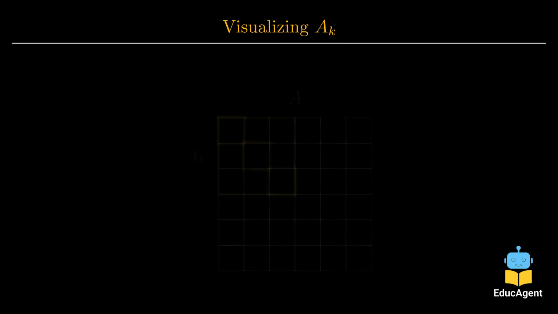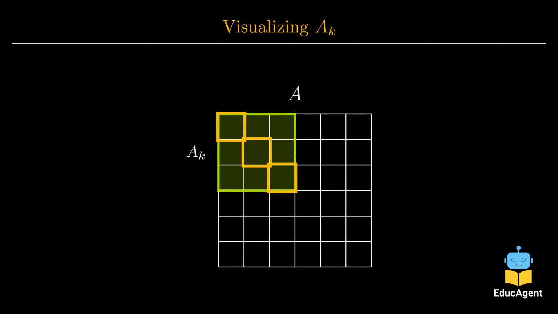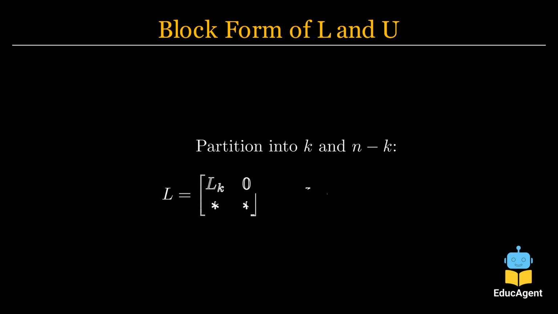At stage K, elimination has only touched and depended on this leading block. These are the first K pivot locations, where we need non-zero pivots if we refuse to swap rows. Triangular structure forces those two zero blocks, upper right of L, lower left of U. That will lock in the form of the leading block of A equals LU.